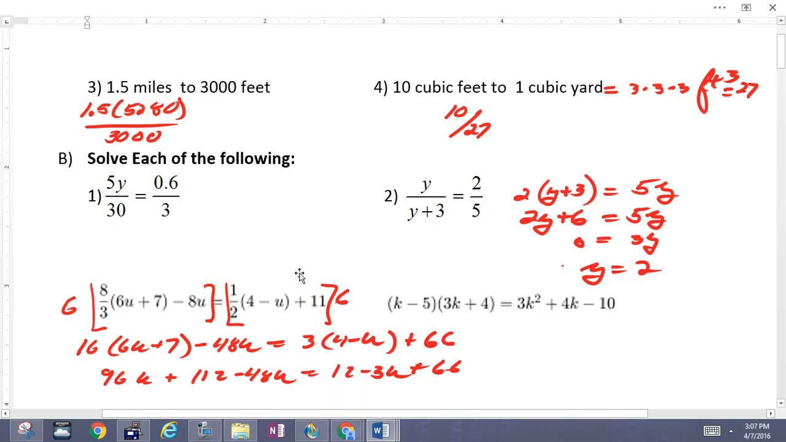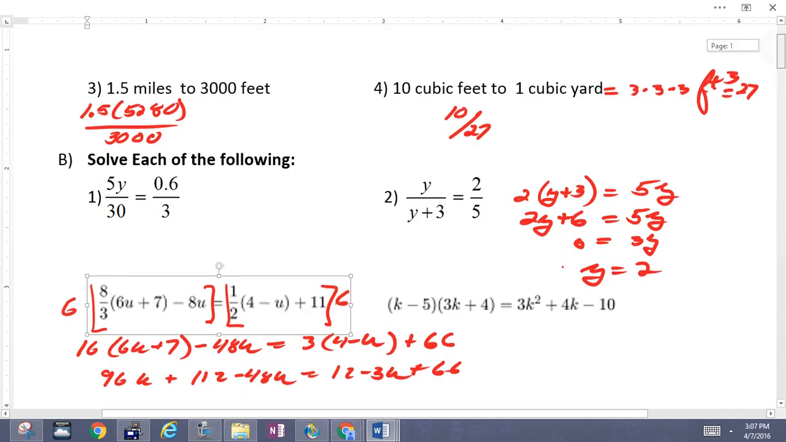The 6 over here multiplies the 1/2, gives you 3, which is distributed over the 4 minus u, and the 6 times 11 is 66. Carry out the distribution, solve the equation. That should be up to you to finish that off.